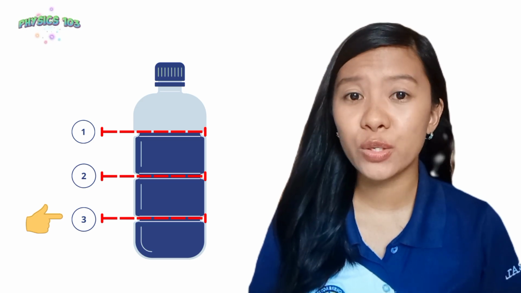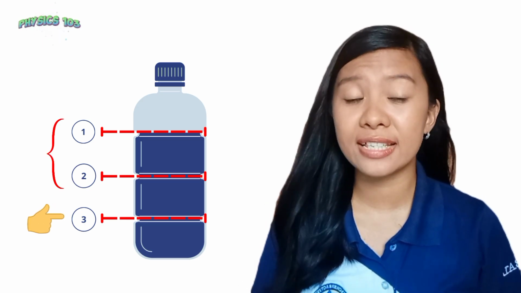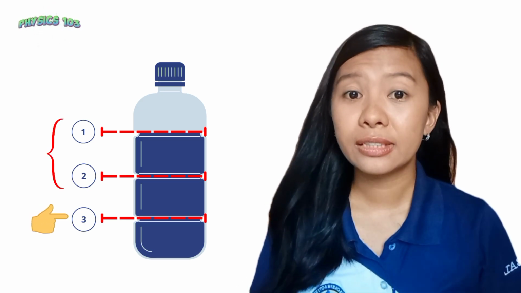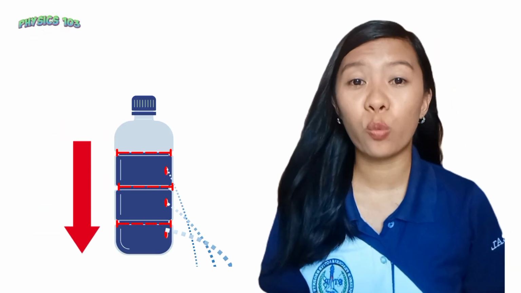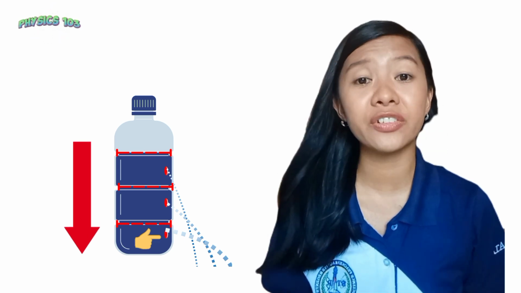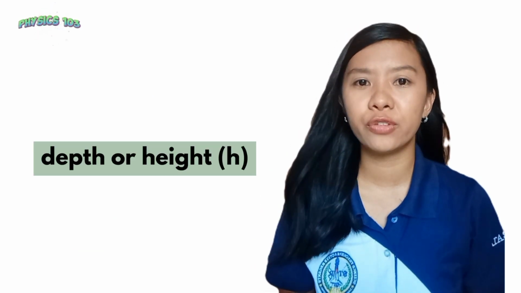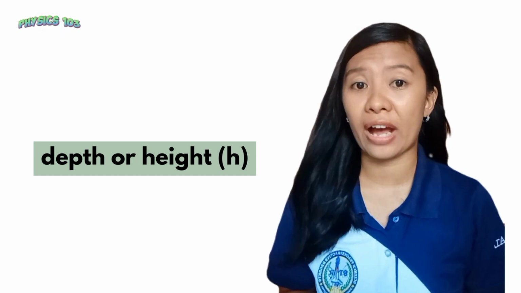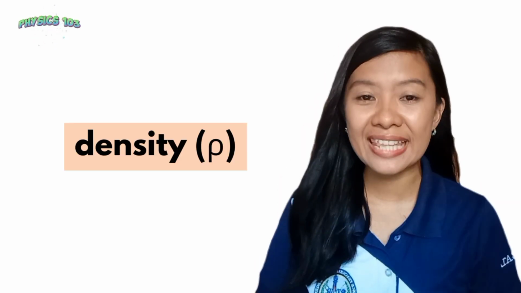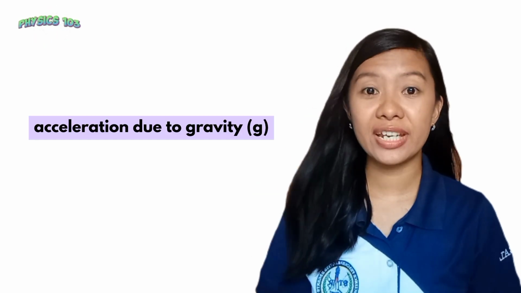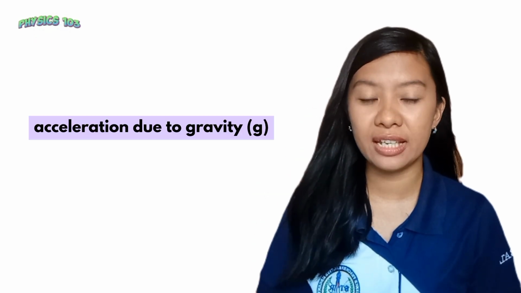Since the third layer is holding the weight of the first and second layer, clearly the pressure at the bottom will be the highest, or the maximum. That is the reason why water flow in the third layer is literally squirting out. But other than depth or height of the fluid, there are still 2 other factors influencing fluid pressure. The second one is density of the fluid, and the third is the acceleration due to gravity.